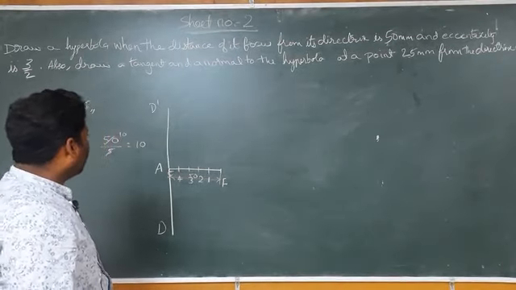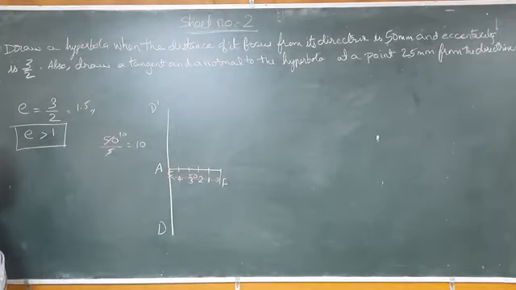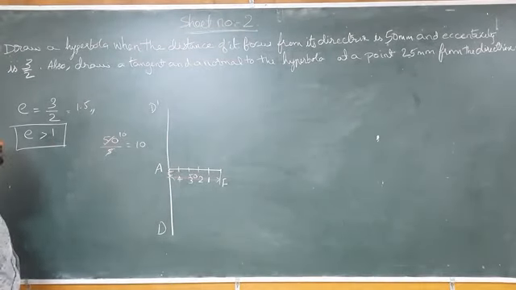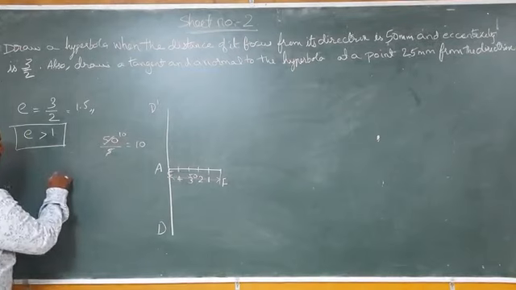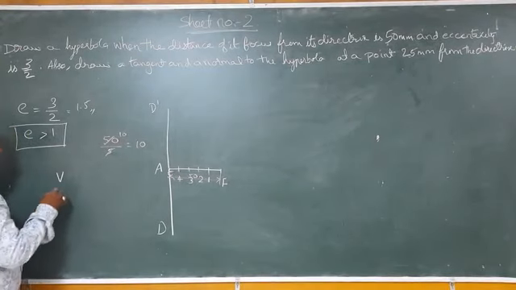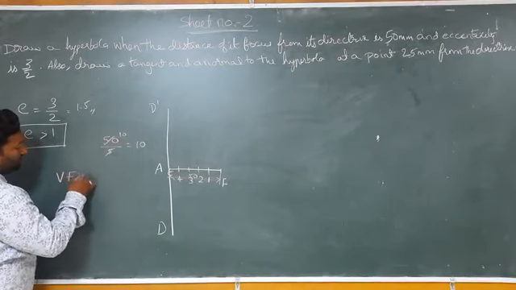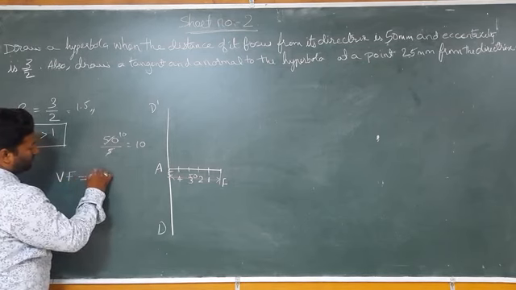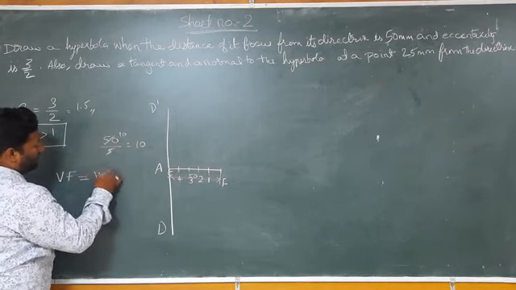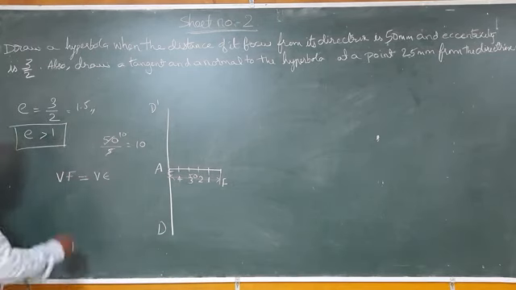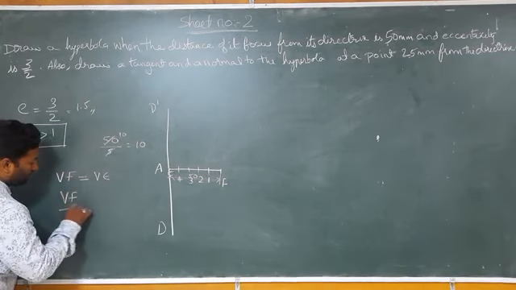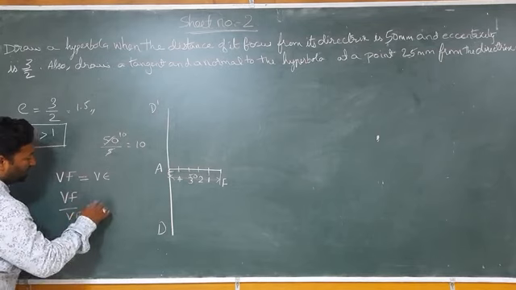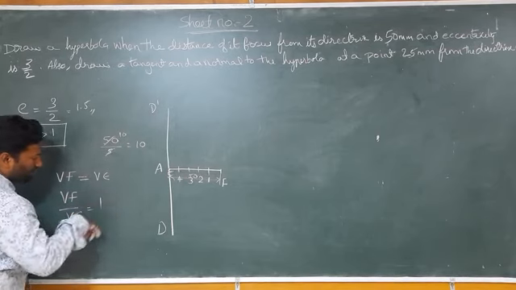Now, after that, we have to mark the vertex. We have to mark the vertex V here. So we know that VF by VE should be equal to 1.